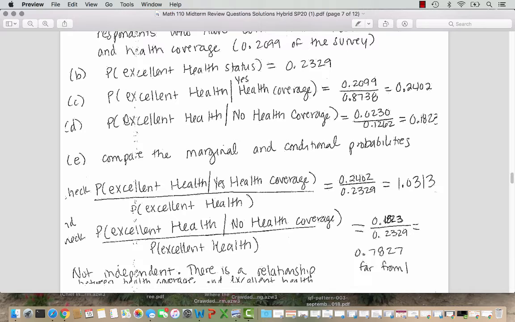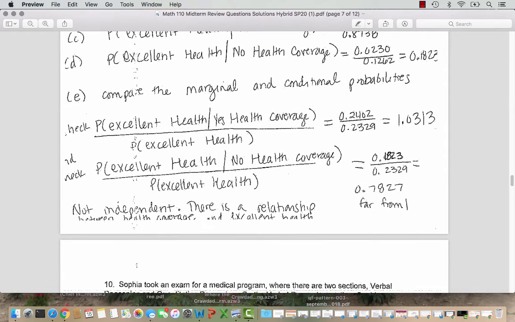So you need to make sure that you're checking both conditional probabilities if you get one that seems close to 1. If you get a conditional divided by a marginal that's far from 1, then you can just stop, because as long as you see one instance where it's far from 1, you know you're in not independent relationship territory. So we can say this is not independent. There is a relationship between health coverage and excellent health. It got cut off a little, but that's all it's saying, that there is a relationship.